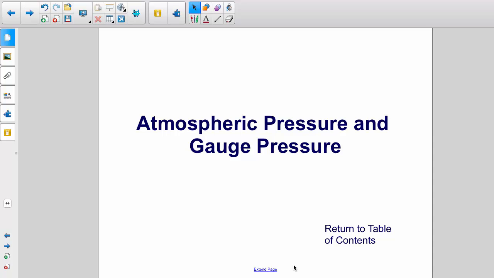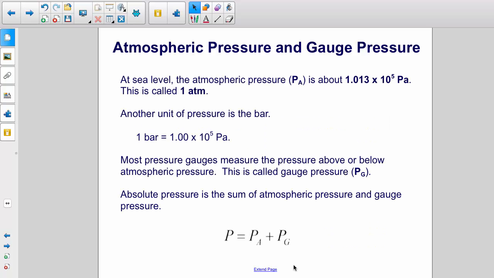Atmospheric pressure and gauge pressure. At sea level, the atmospheric pressure, which we will denote P sub A, is about 1.013 times 10 to the 5 pascals. We call this also 1 atmosphere. Another unit of pressure is the bar. 1 bar is 1 times 10 to the 5 pascals.